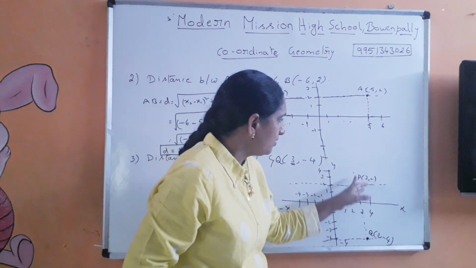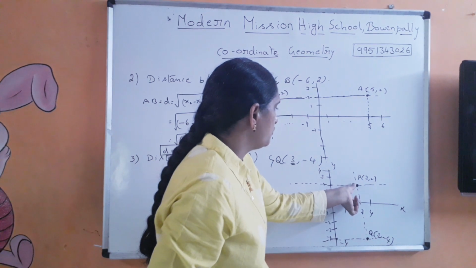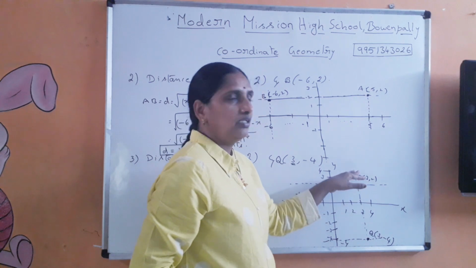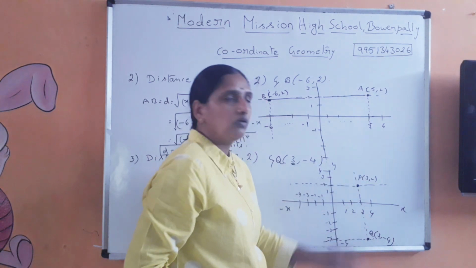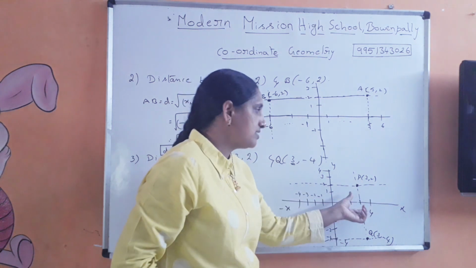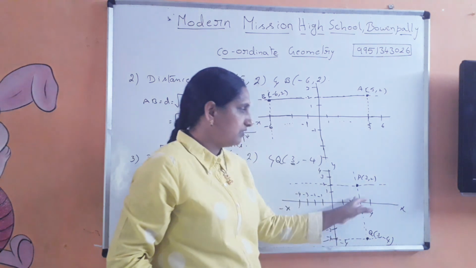So here 3 minus 3 is 0, nothing to be worried. And now directly from this, this is of 2 units, this is of 4 units. 2 units above the x-axis, 4 units below the x-axis, total together 6. So the answer is 6 units. The answer is 6 units directly from the diagram.